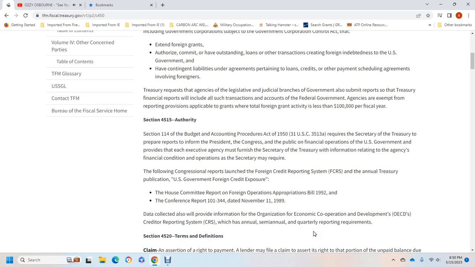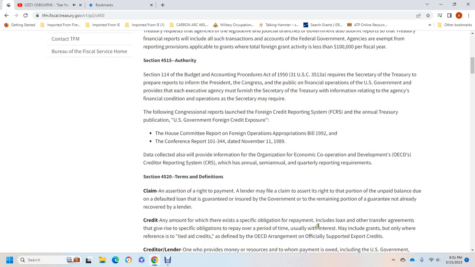The Secretary may record the following congressional reports for the foreign credit reports: the annual Treasury publication of government foreign credit exposure, the House Committee report for the foreign operations bill for 1992, and the conference report 101-344, debated November 11th, 1989. Data were collected that provided information for the Organization for Economic Cooperation and Development's Creditor Reporting System, with annual and semi-annual reporting requirements.